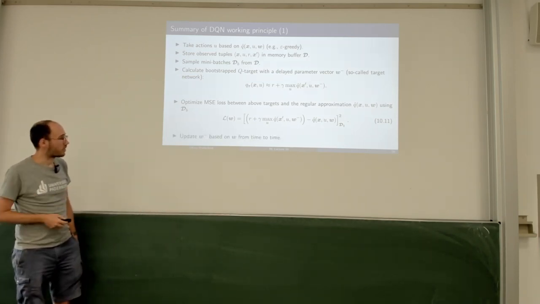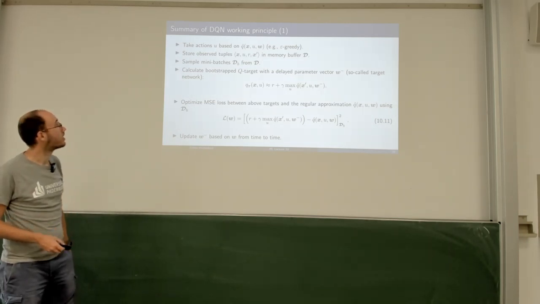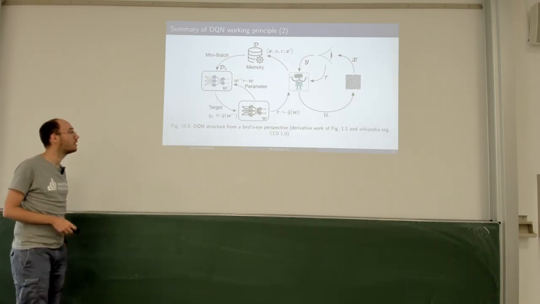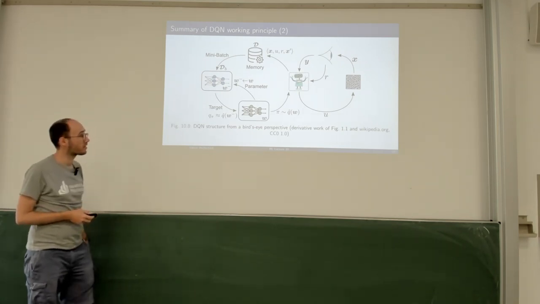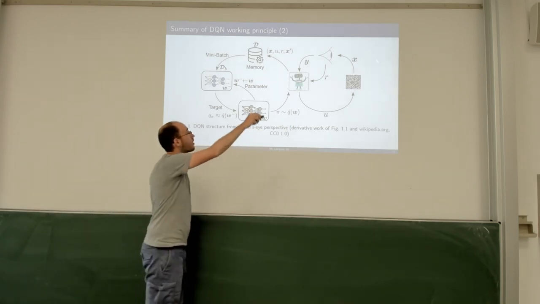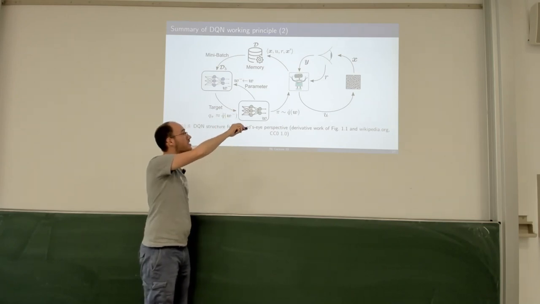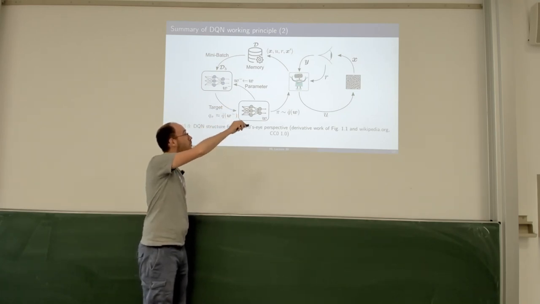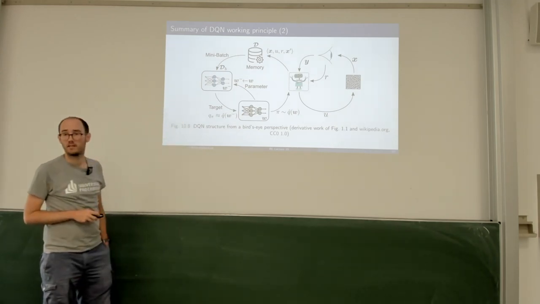Yeah, W minus is based on W and updated from time to time. We already had that. Okay, if we summarize this slide in a figure, that would be the figure I would draw from that. What do we see here? On the right-hand side is our classical reinforcement learning loop. Agent applies actions, receives states, rewards, and observations. And these tuples are stored in our experience replay buffer, in our memory buffer.